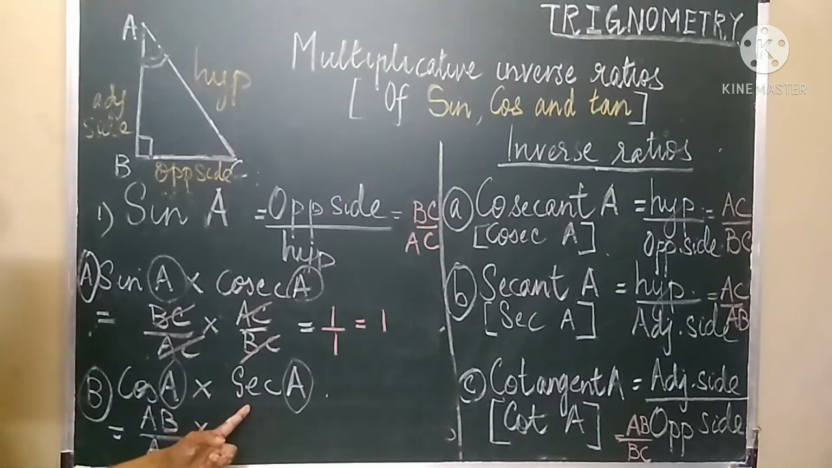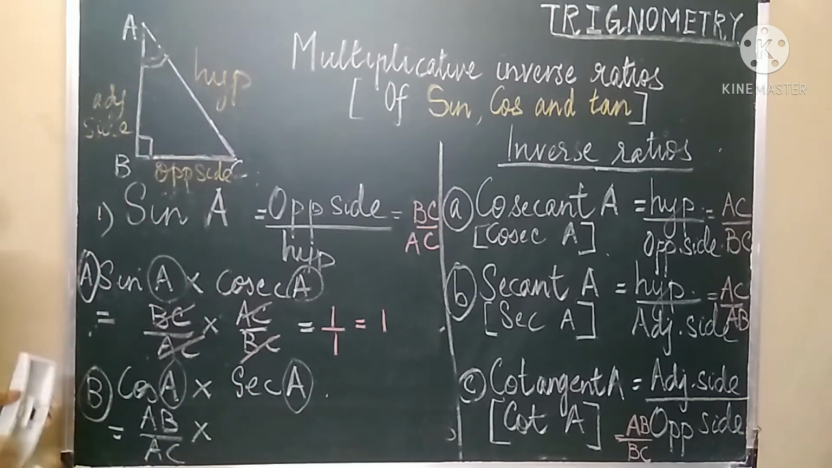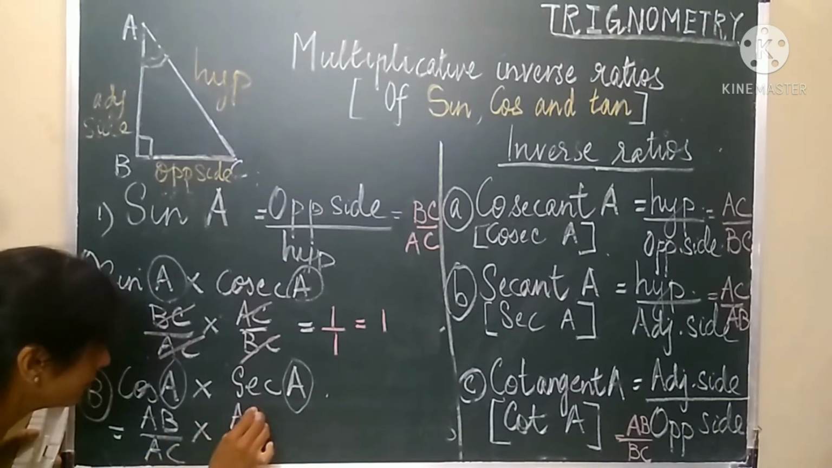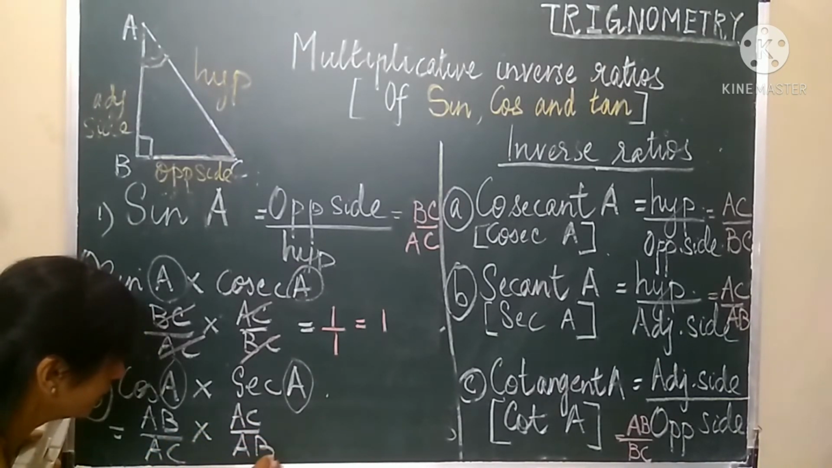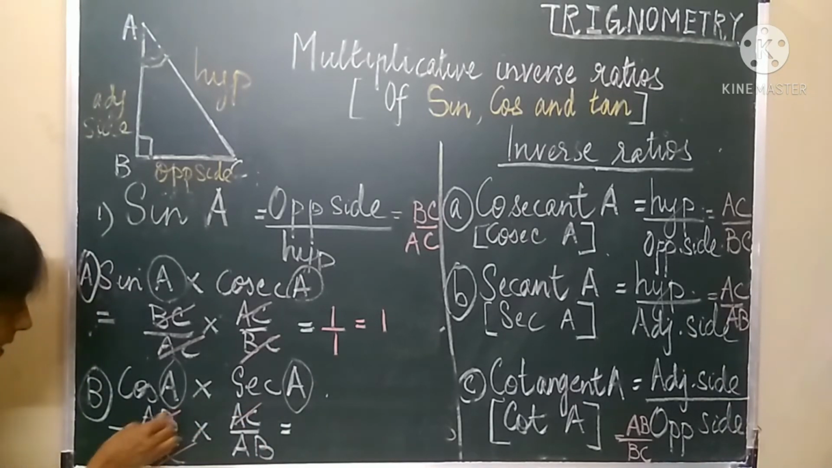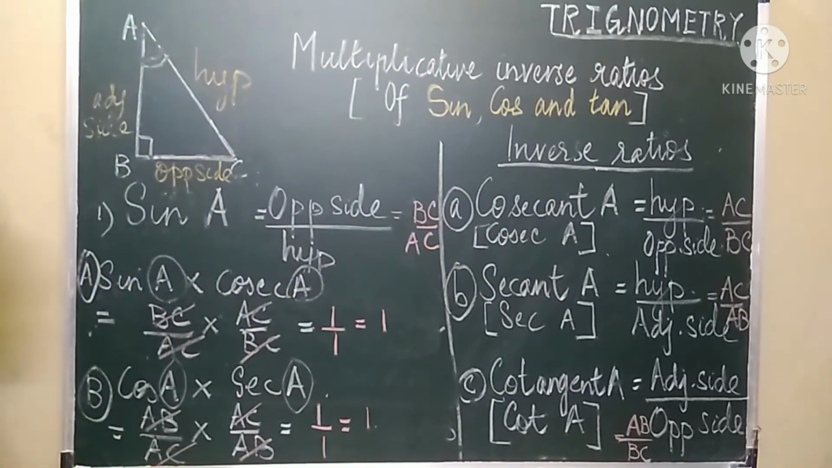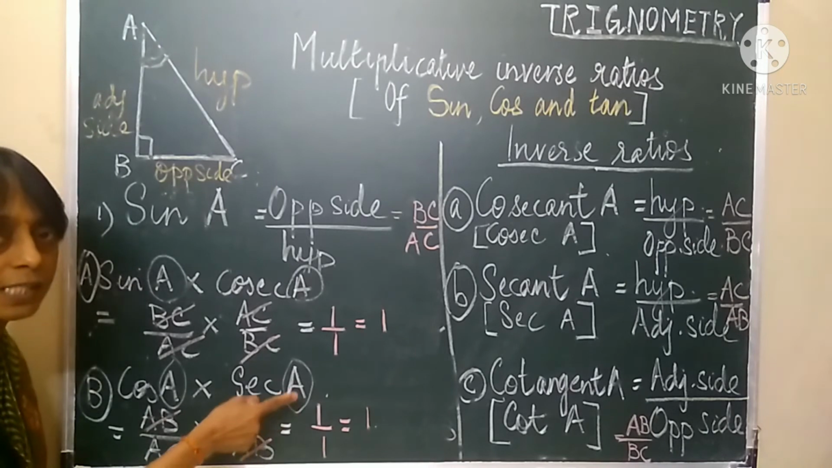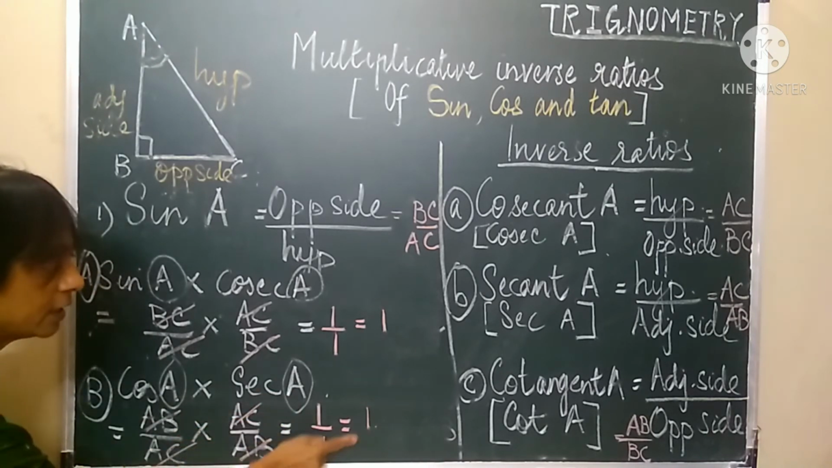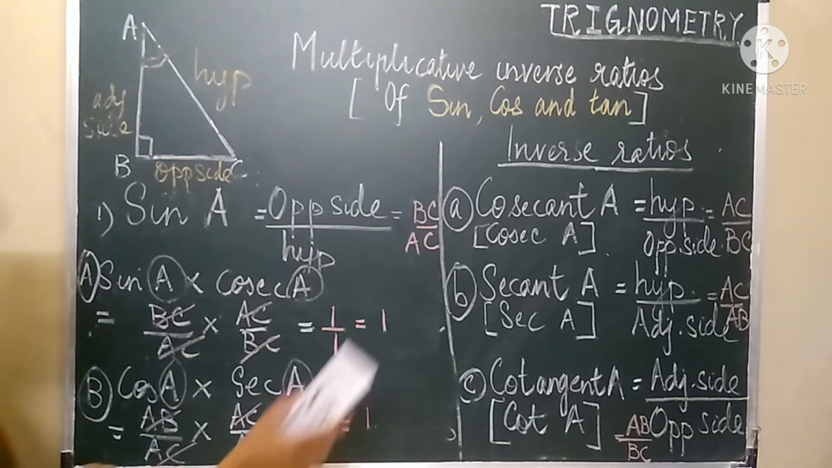Multiplied by its inverse, that is sec. Sec is hypotenuse upon adjacent side, that is AC upon AB. Does it get reduced? Definitely. AC and AC get cancelled, AB and AB get cancelled, reduced. 1 upon 1 is equal to 1. So in the second case also we saw, children, that cos of any acute angle multiplied by its multiplicative inverse function or ratio, the product is again equal to 1. Which one is left now? The third one, that is tan.